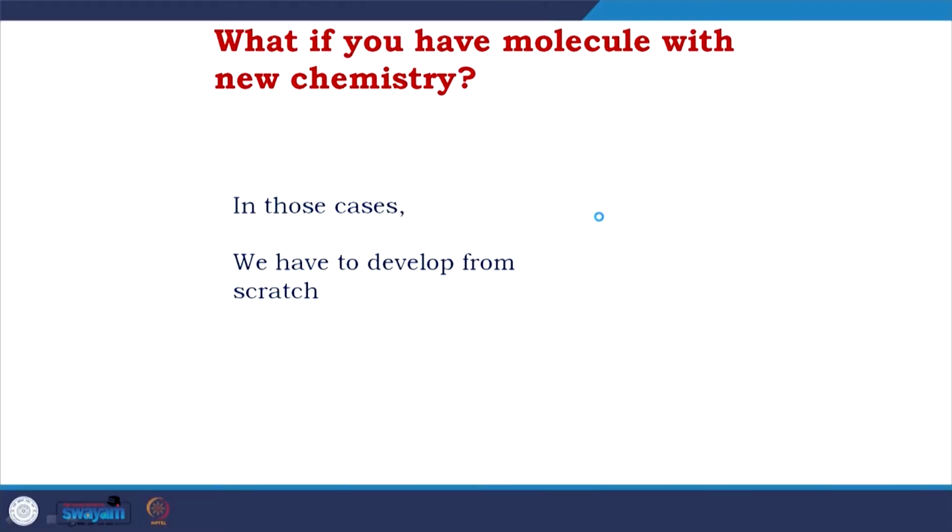So, what if you have a molecule with entirely new chemistry? In those cases, we have to develop parameters from scratch, just like the boron compounds, which, as you see in the literature, are becoming popular, especially as transition state analog mimicking compounds. So, boron chemistry is definitely not there in the parameters, so you have to develop your own.